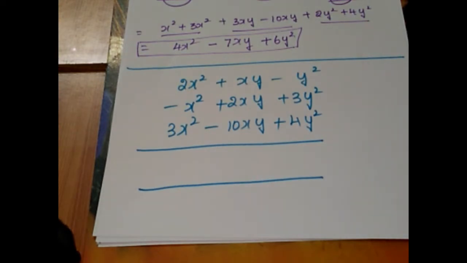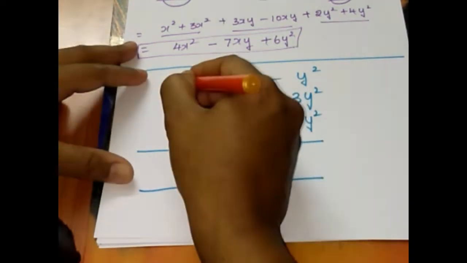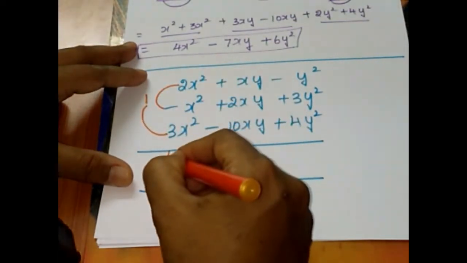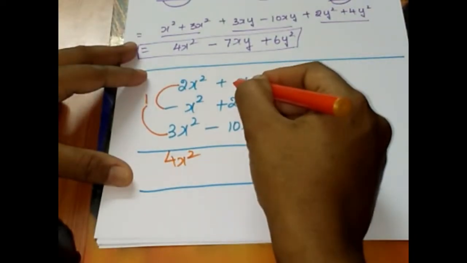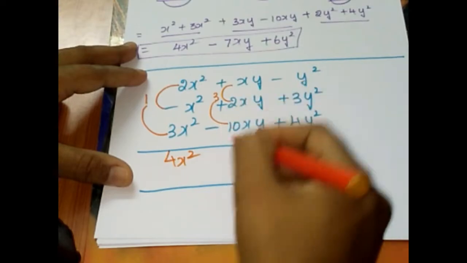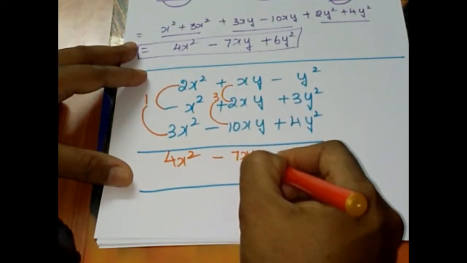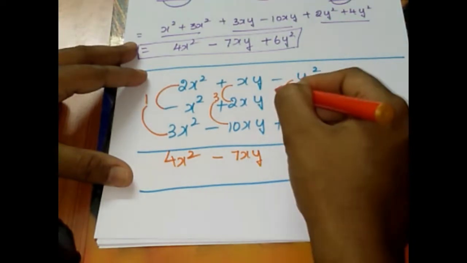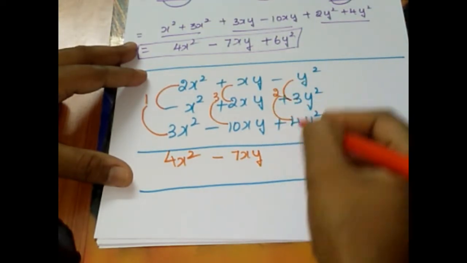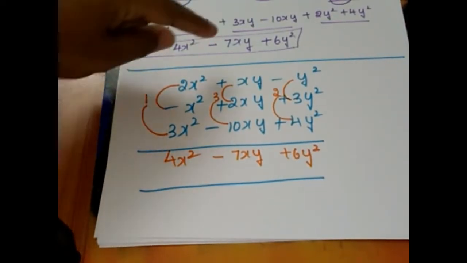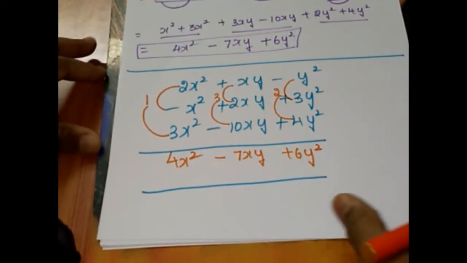Now keep attention to how to find the solution. Be careful with plus and minus signs. 2 minus 1 is 1, 1 plus 3 is 4: 4x square. Here 1 plus 2 is 3, 3 minus 10 is minus 7xy. Here 1 plus 3 minus 1 plus 3 is 2, 2 plus 4 is 6. So the solution remains the same: 4x square minus 7xy plus 6y square.